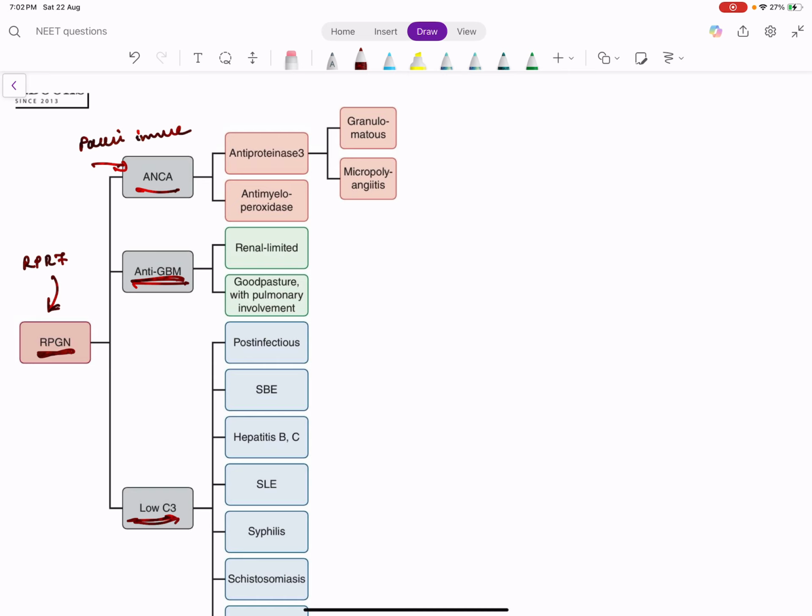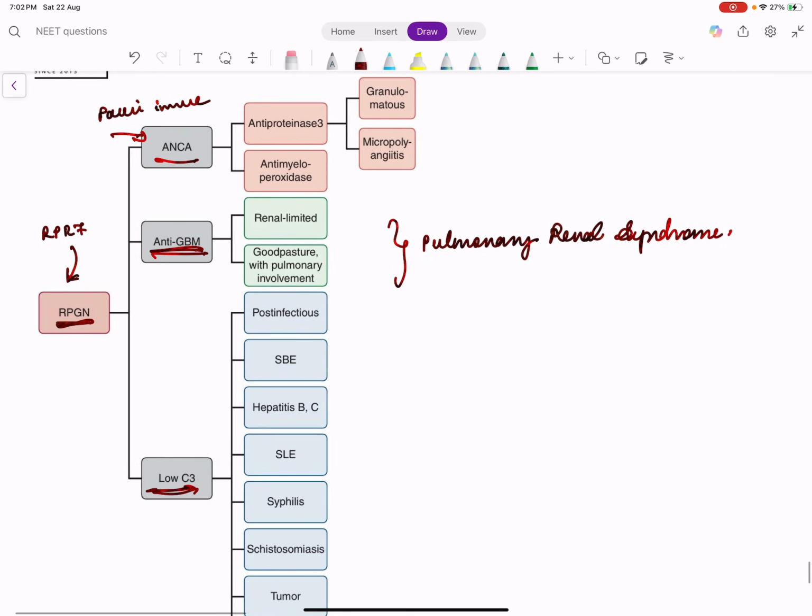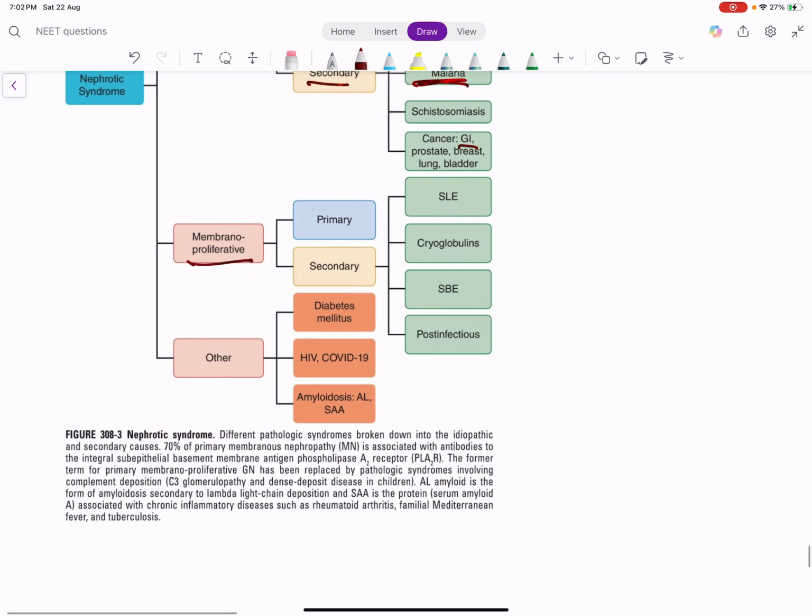Most of the RPGN will be pulmonary renal syndromes, right? Most of the RPGNs will be pulmonary renal syndromes, either Goodpasture or pauci-immune diseases like GPA, Wegener's granulomatosis or Churg-Strauss syndrome.